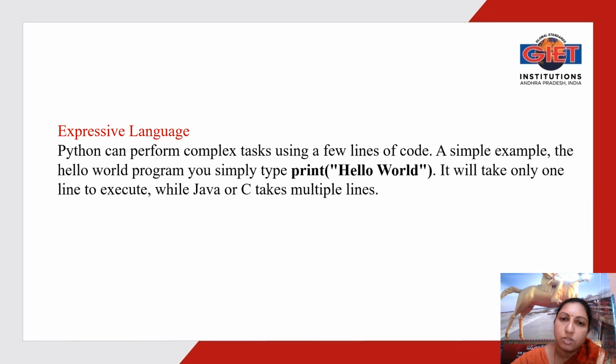Next is why it is called an expressive language. It can perform very complex tasks using a few lines of code. A simple example, the Hello World program: you simply type print Hello World. It will take only one line to execute, while in Java or C, it takes multiple lines to execute.